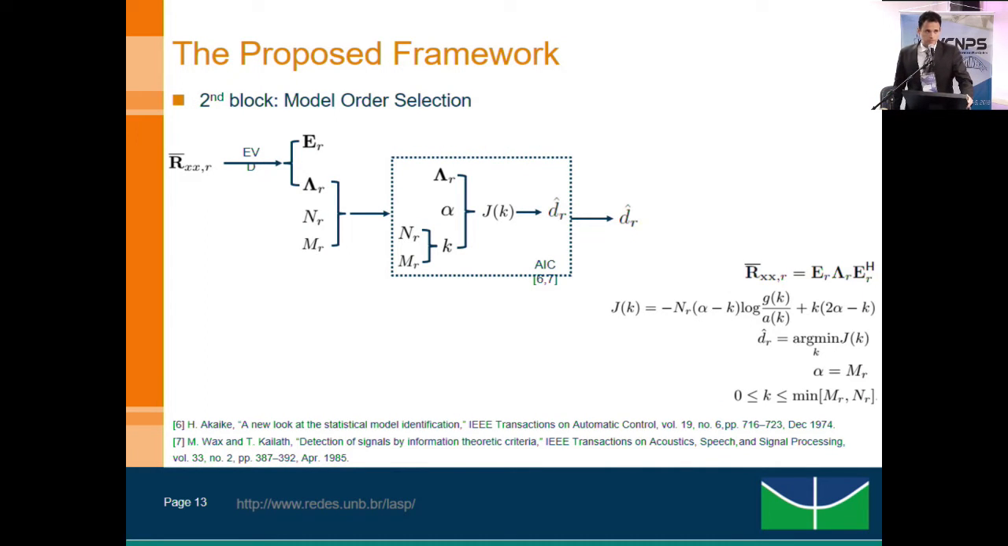The second block corresponds to the model order selection, where we estimate the number of signal emitters located inside the system. The input is the covariance matrix, which is computed from the previous step. We compute the eigenvalue decomposition of the covariance matrix, and we obtain the eigenvalue matrix. With the eigenvalue matrix, we apply the state-of-the-art AIC technique, which stands for the Akaike Information Criterion. And the output is the model order, which is the number of signal emitters located inside the system.